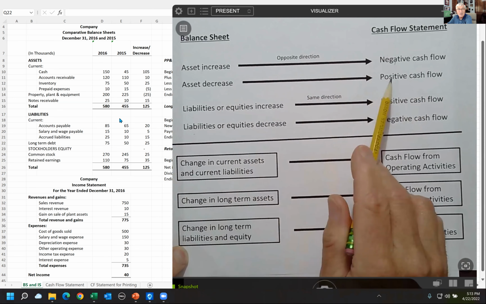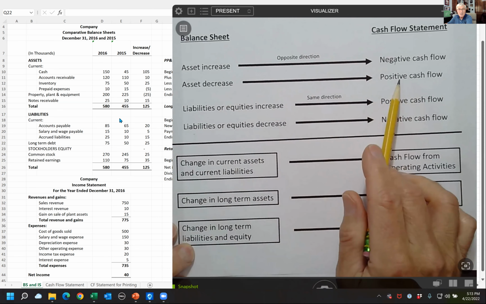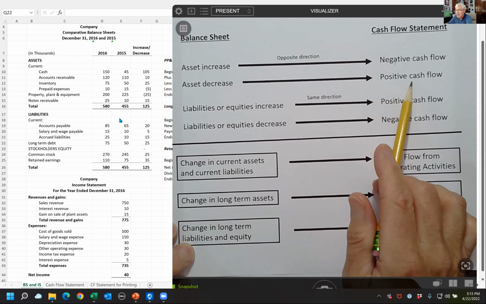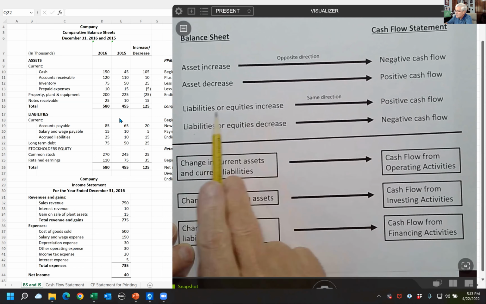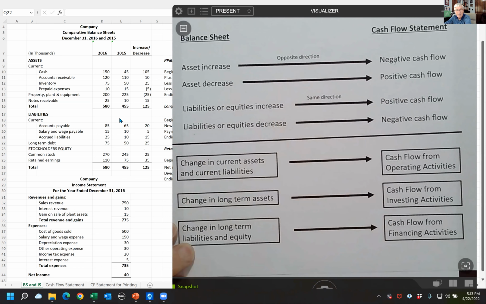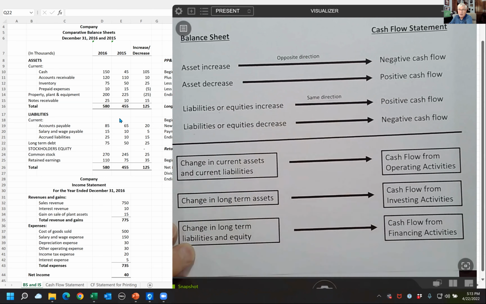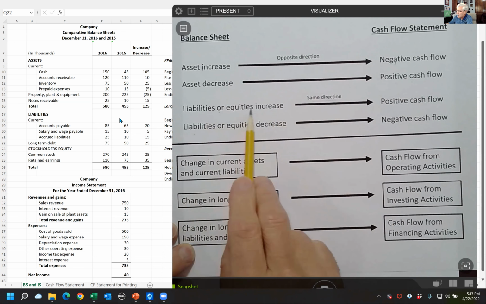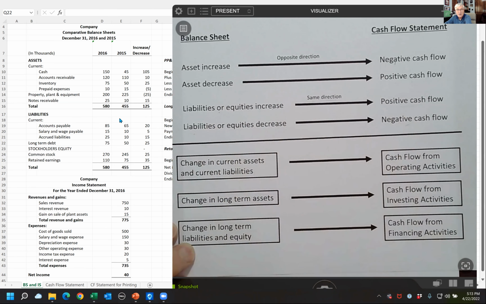Or when I sell a factory or a piece of land, I'm going to debit cash, credit the land. So the asset goes down and the cash goes up. Assets work in the opposite direction; they're an inverse relationship to cash flow. Liabilities and equities work in the same direction. If liabilities or equities increase, we have positive cash flow. If they decline, it's a negative cash flow.